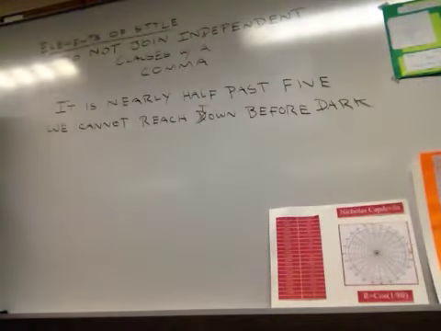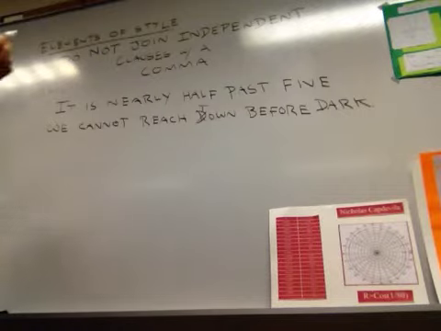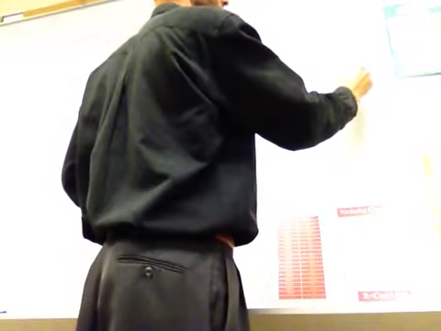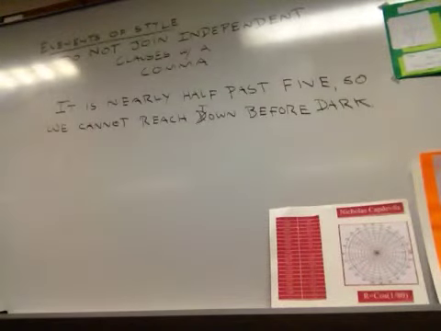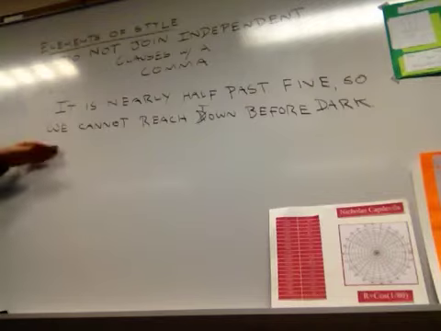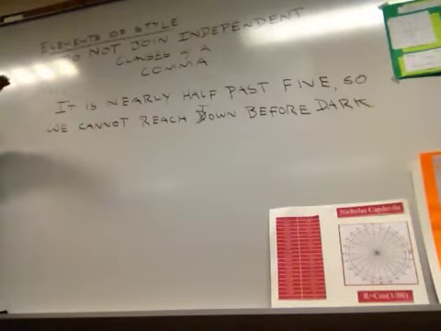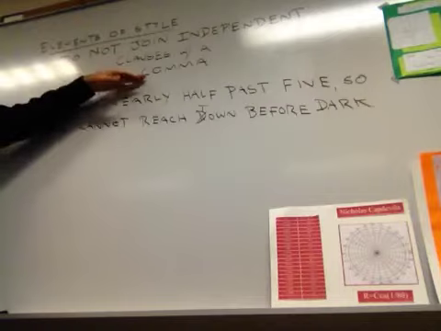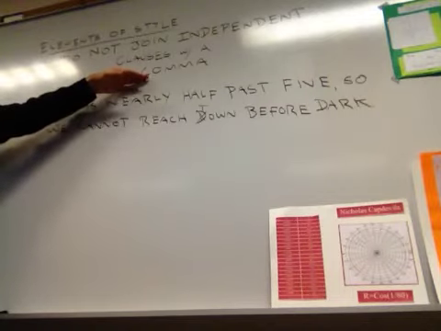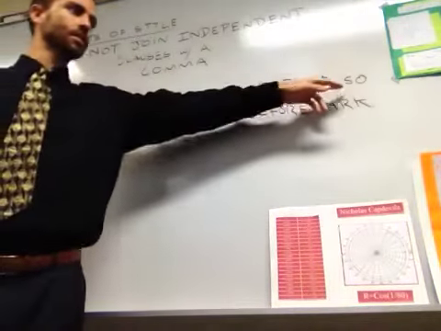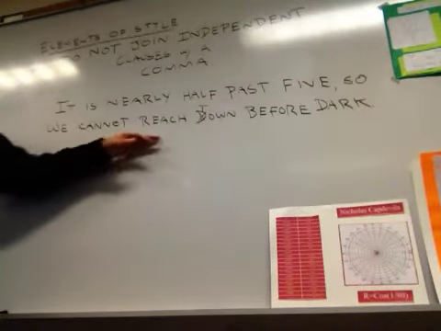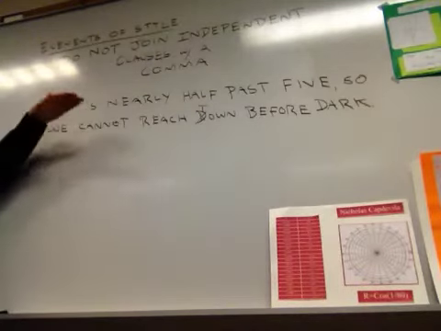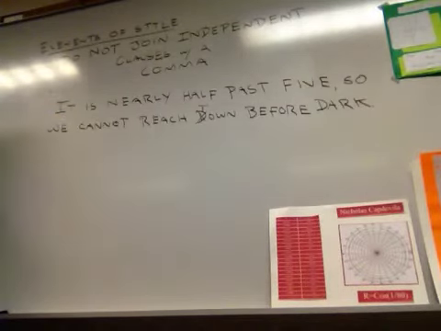So the second option would be to use a comma and a conjunction, just like we've talked about. It's nearly 5:30, comma, so we cannot reach town before dark. So this is joining an independent clause not just with a comma, but with a comma and a conjunction, one of the coordinating conjunctions, so. That's an option as well. And this is a little bit better because it suggests that there's a relationship between the 2 sentences.